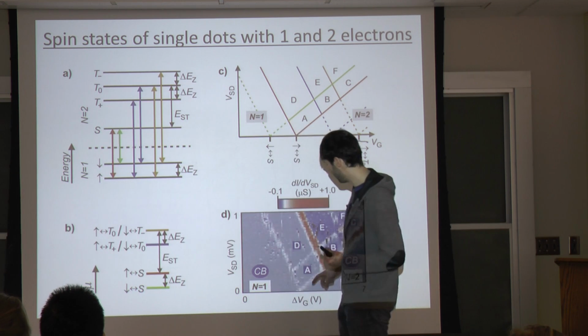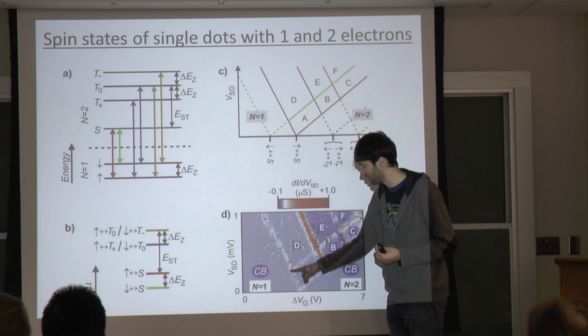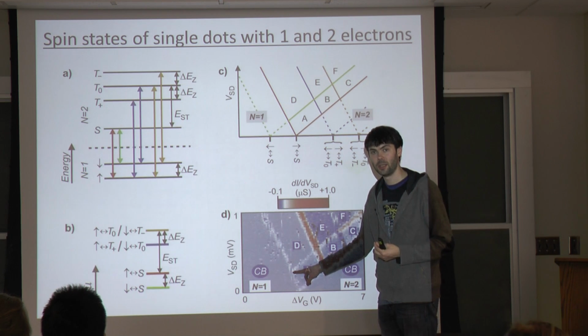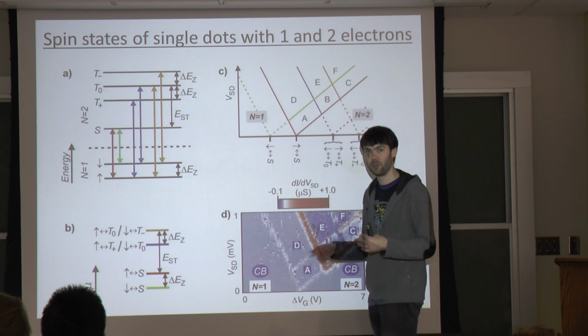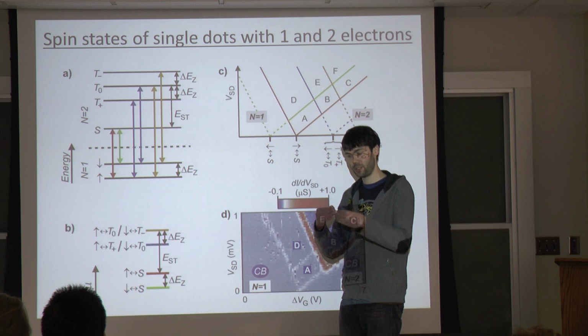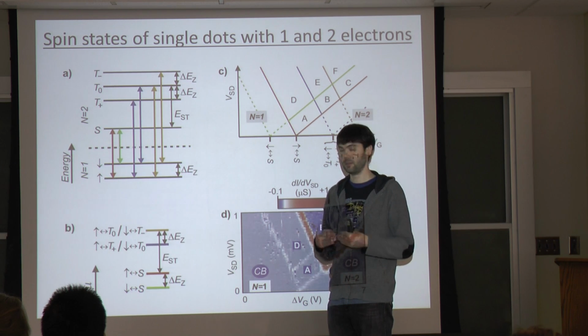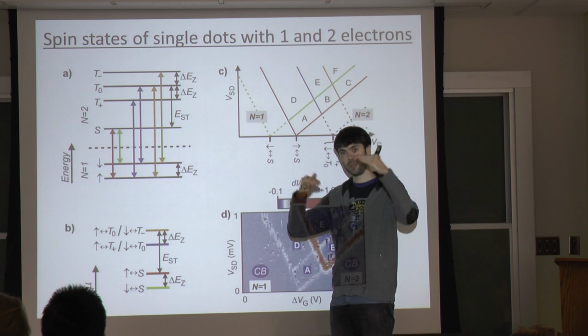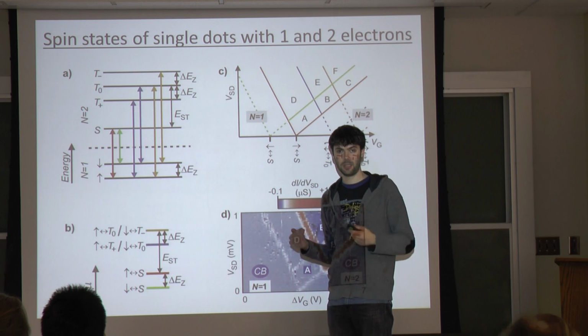So if you want to stay inside this diamond and just go a little bit up in bias, you haven't paid the charging energy. So you're just seeing the two levels, spin down and spin up, inside your bias window. That's all that happens.